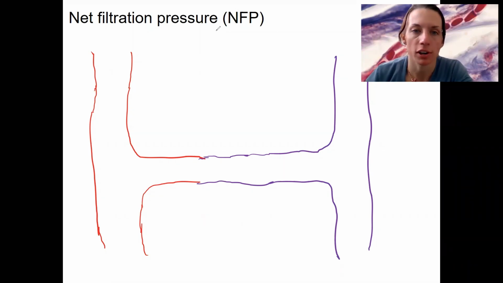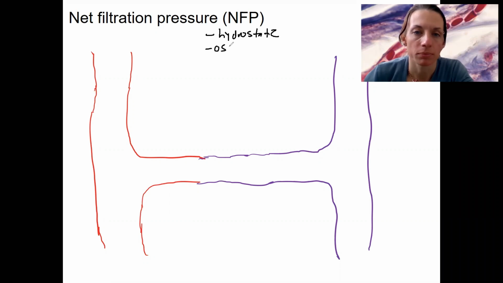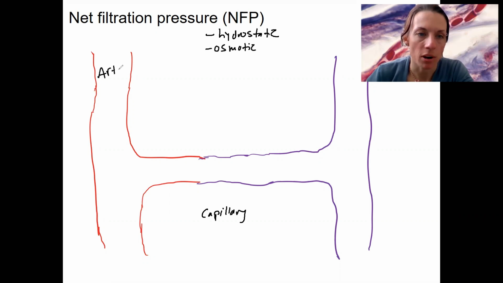So we care about net filtration pressure, the net pressure that is based on hydrostatic pressure and osmotic pressure, both in and outside of the capillary. Here's our capillary, a simplified section. It receives blood from our arteriole. There's the blood coming in, and blood is going to leave, going out the venule.